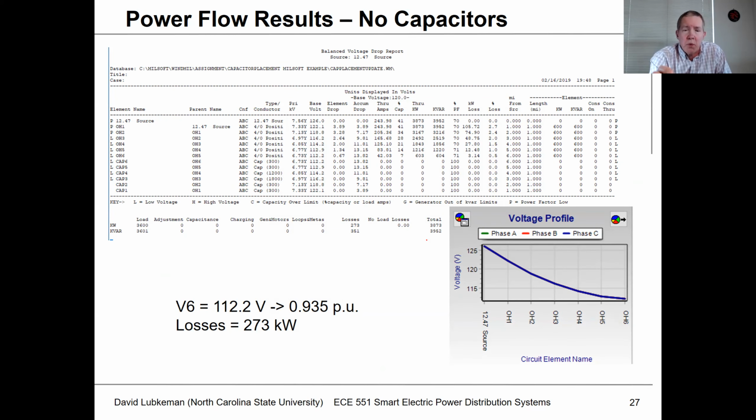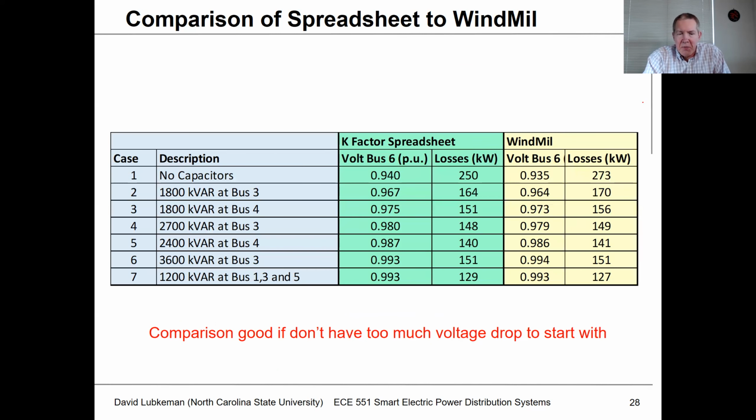And what I would get if I had no capacitors in the circuit is a worst case voltage of 0.935 with losses of 273 kilowatts. You'll note that these are a little bit different than the Moodle spreadsheet results. In fact, I've done a comparison here to show all the different cases we've looked at so far. What you are going to see is that if you compare the spreadsheet to the WindMil analysis, WindMil is going to give you slightly lower voltages and slightly larger losses.